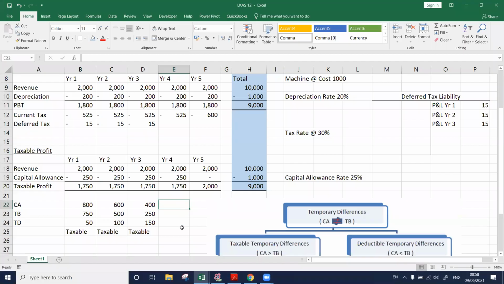Year 4, carrying amount will be 200. Tax base is what now?